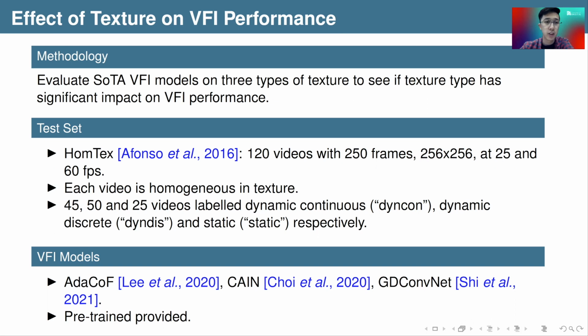The primary feature of HomeText dataset is that each video is homogeneous in texture. Each video contains only one of the 3 texture types. Specifically, there are 45, 50, and 25 videos labeled dynamic continuous, dynamic discrete, and static, respectively. The VFI models we adopted include Arakov, Kane, and GD Comdat, which are relatively recent models that achieve state-of-the-art performance. They all have source code and pre-trained models available.